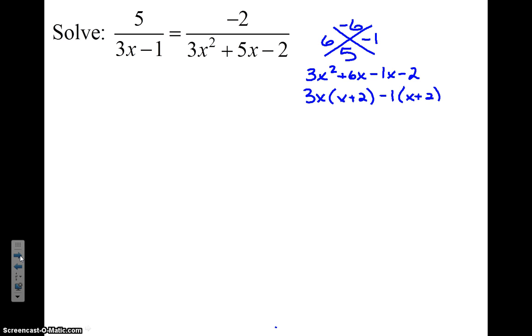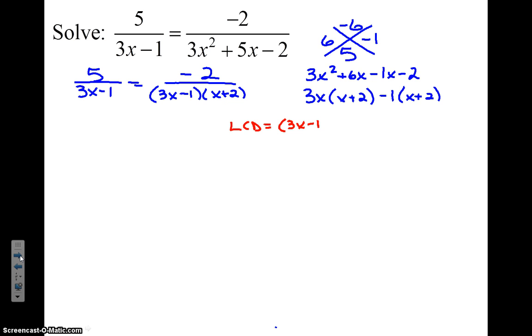And so if I rewrite my original equation here, I have 5 divided by 3x minus 1 equals -2 divided by, now in my factored form, 3x minus 1 times x plus 2. So I'm ready to identify what my least common denominator would be. In the first equation, I have a binomial of 3x minus 1, so that needs to be part of my LCD. That same binomial occurs in the second denominator, so I don't need it a second time, but it's already part of my LCD. But the other factor of x plus 2 also needs to be part of my LCD.